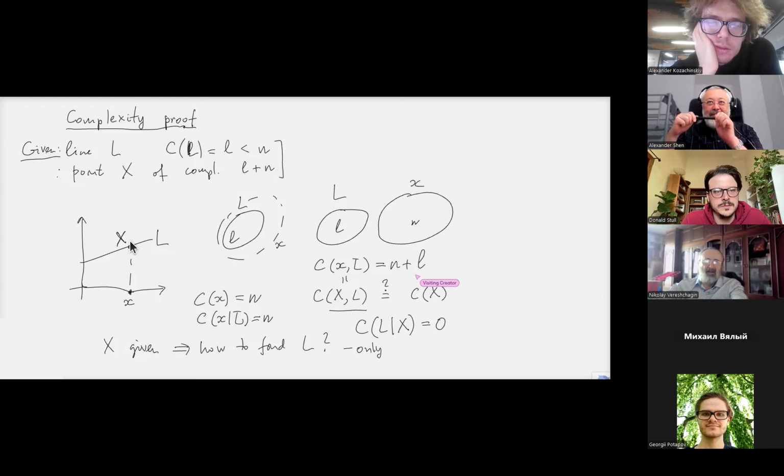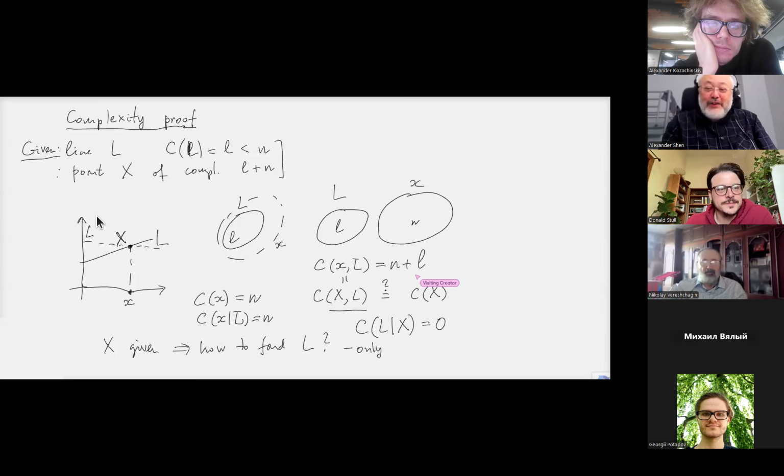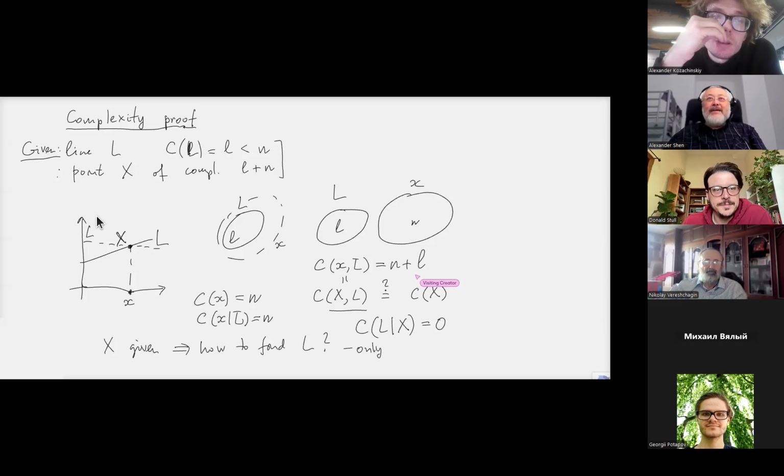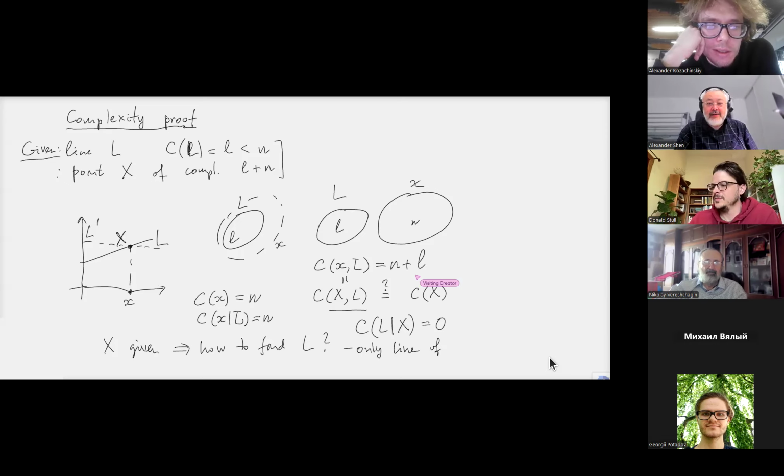Now, of course, there are many lines passing through X, because there are 2 to the n lines passing through every point. So we need to find L somehow, given X. We only know that the complexity of the x coordinate of the capital X given this line is large. But we have another thing. I claim that there is only one line of complexity at most L that goes through X.